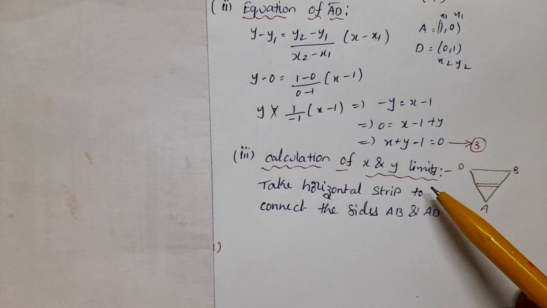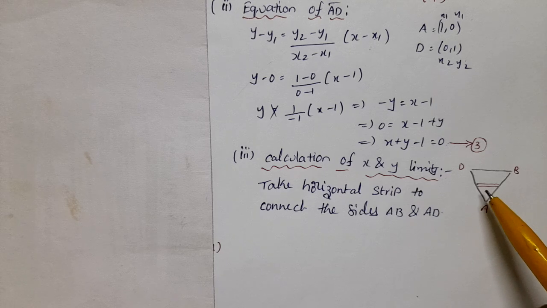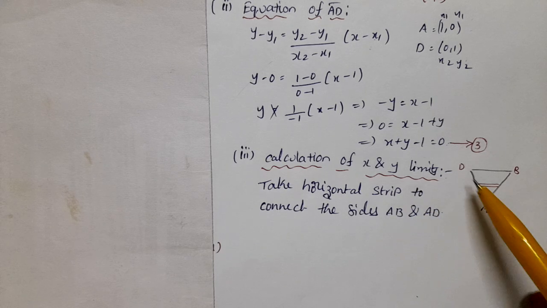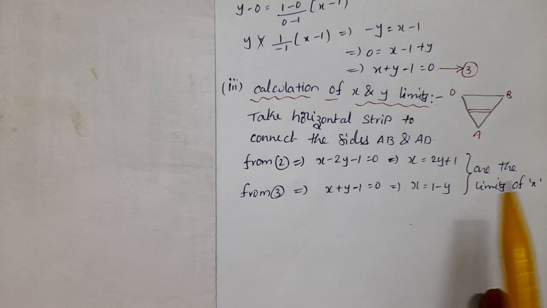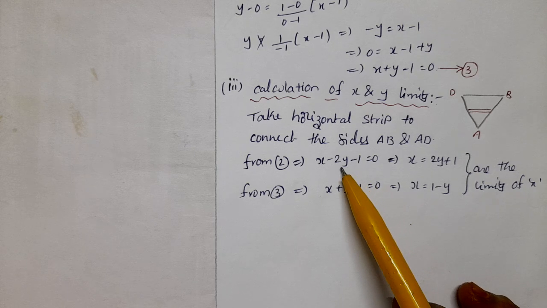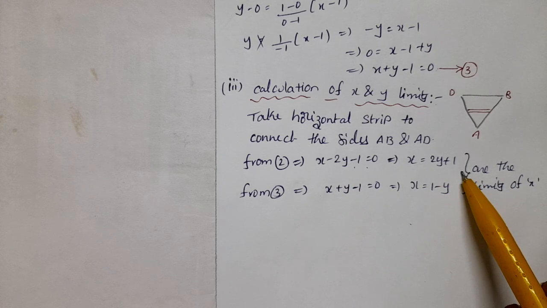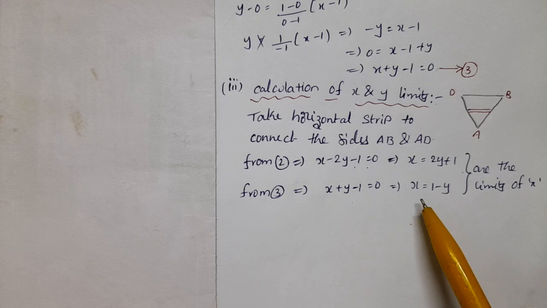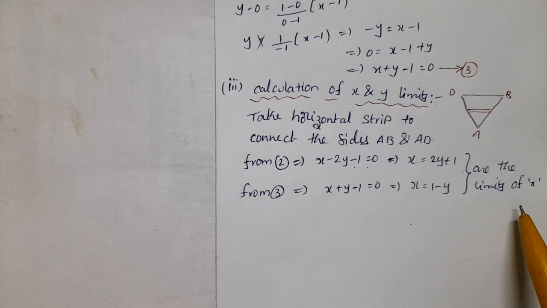Now we have to calculate x and y limits. For this, take a horizontal strip to connect the sides AB and AD. From equation 2, x minus 2y minus 1 equals 0, then we get x equals 2y plus 1. And from equation 3, x plus y minus 1 equals 0, this implies x equals 1 minus y. These are the limits of x.